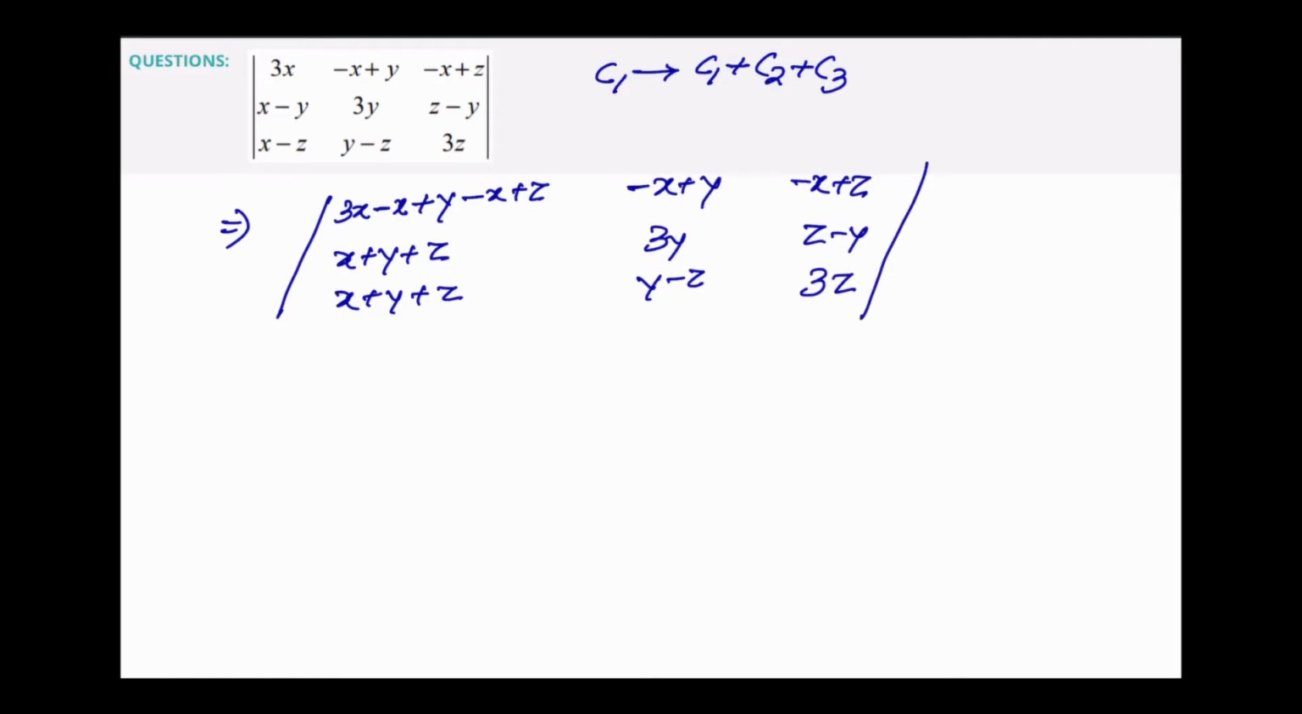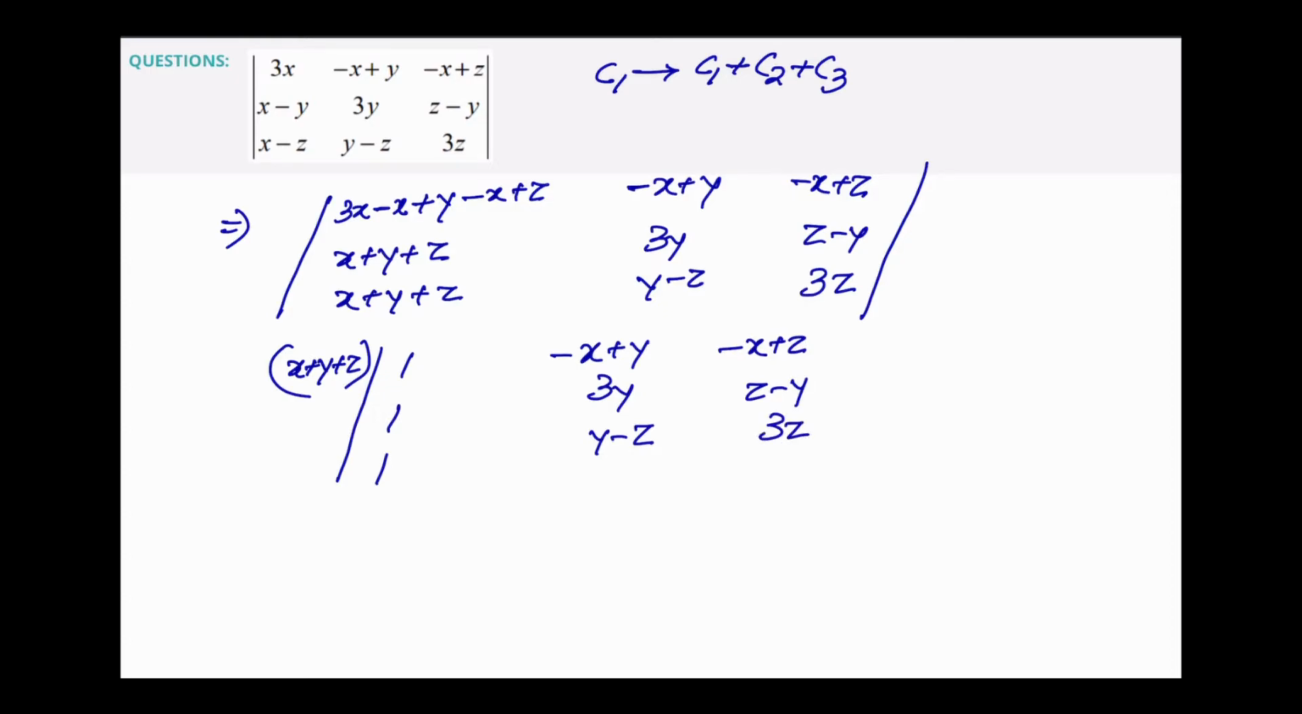Now understand the concept. Again, what will happen? We got x plus y plus z in all three of them, so we took it out. So what we got here, student: 1, 1, 1, minus x plus y, 3y, y minus z, minus x plus z, z minus y, and 3z. So we got this much, student. Correct.